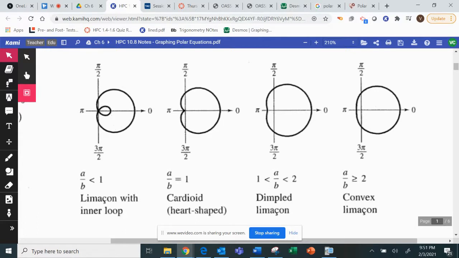If a over b equals 1, we get a cardioid, which is heart-shaped, so they call it a cardioid. A dimpled limaçon would be if a divided by b is somewhere in between 1 and 2. And if a over b is greater than or equal to 2, we get a convex limaçon.